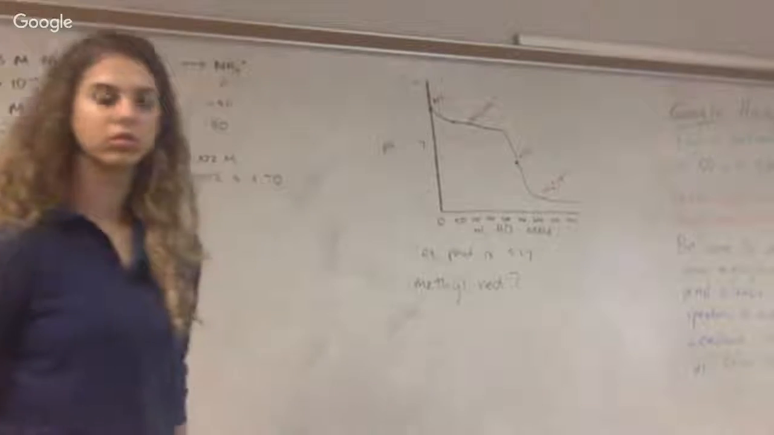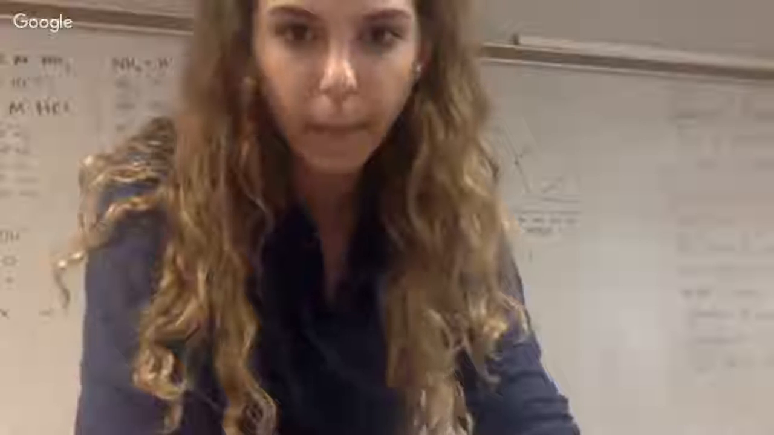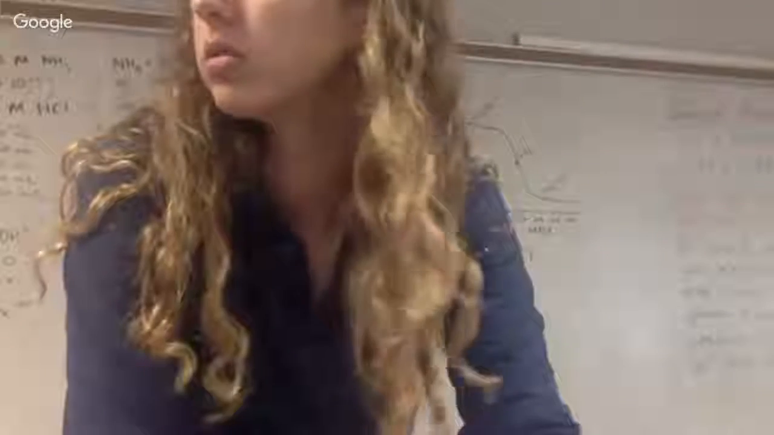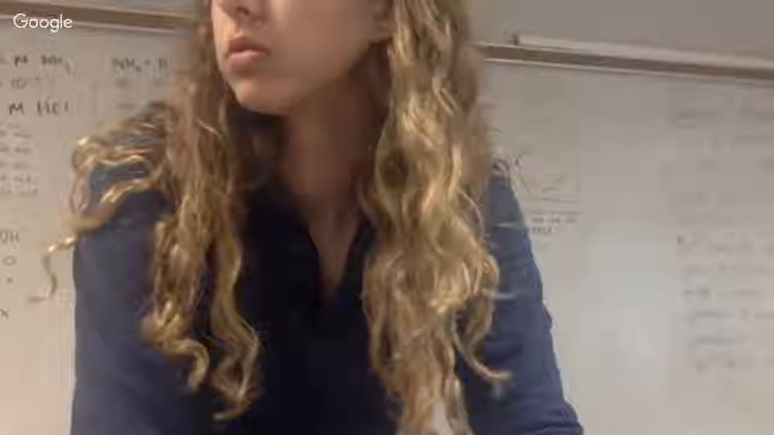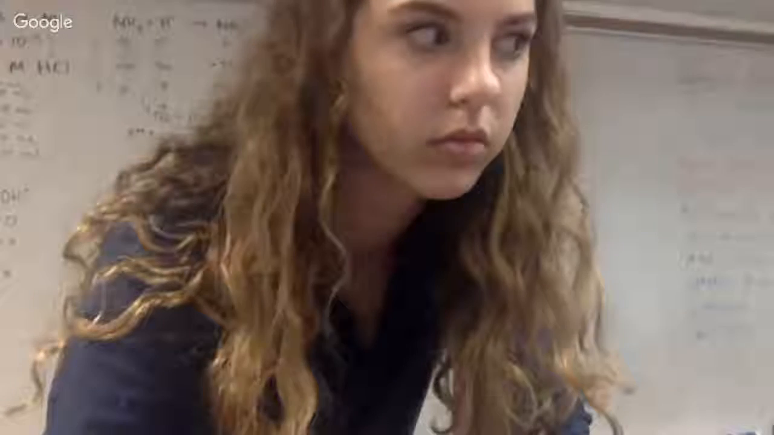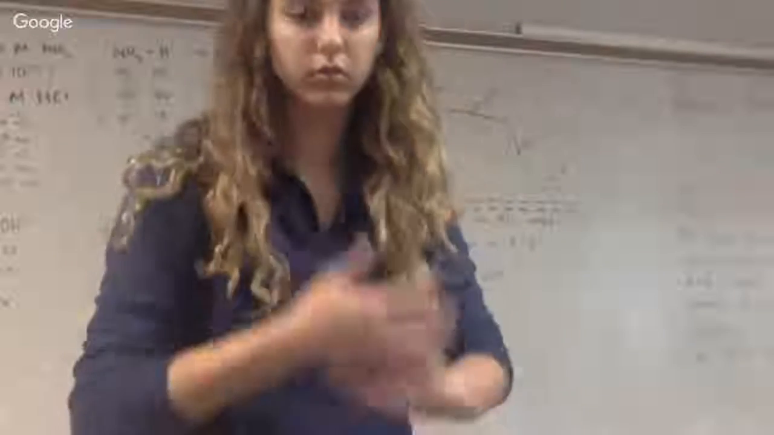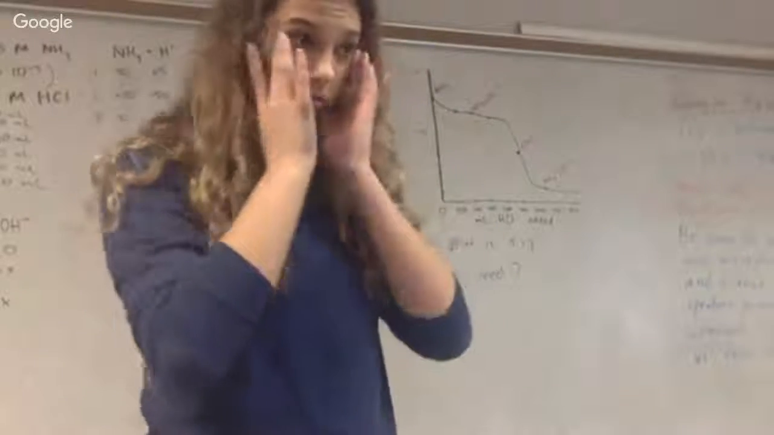Bear with me. What they tell us here is this: we want to choose an indicator where the endpoint and the titration equivalence point are as close as possible. The typical rule is this: take the pKa of the indicator plus or minus 1, and that's what we want to get as close to the pH as possible. In this case, what's the pH that we have? 5.17.